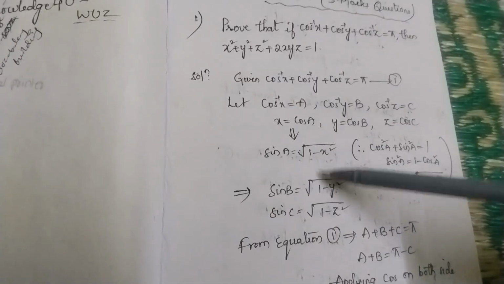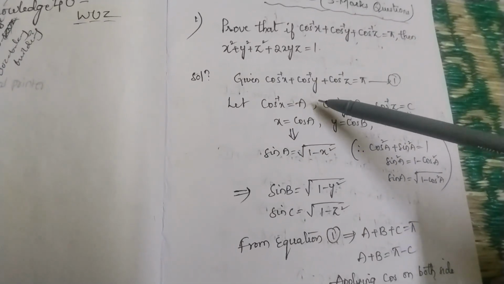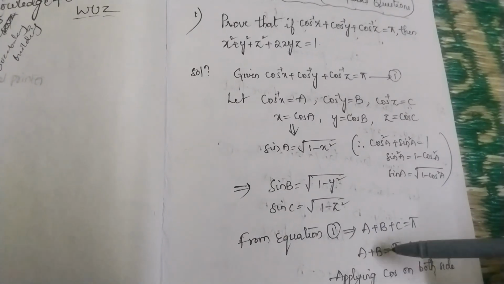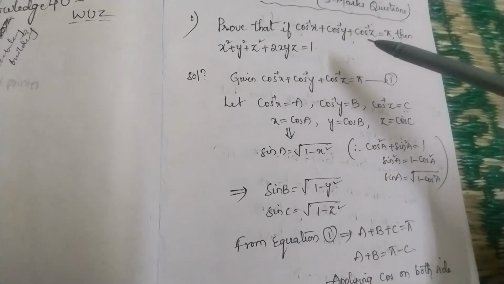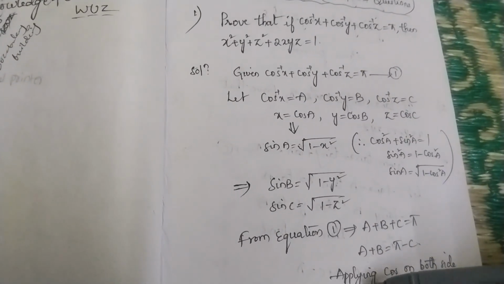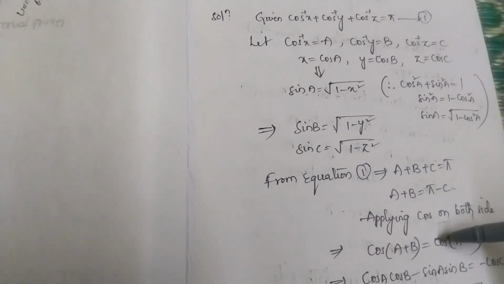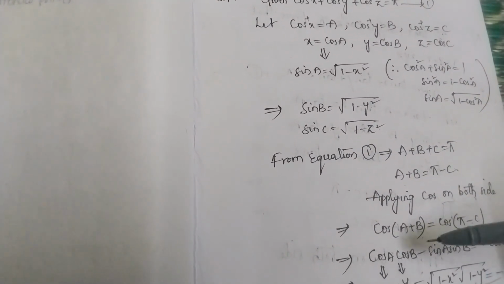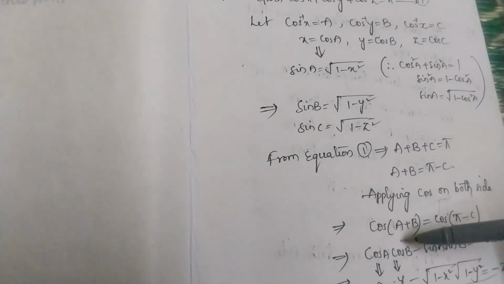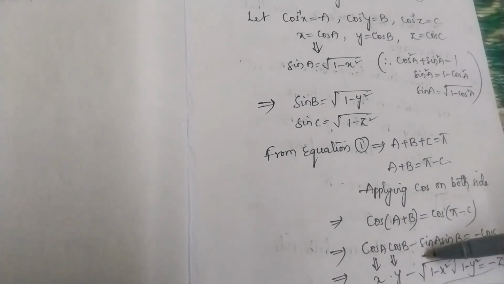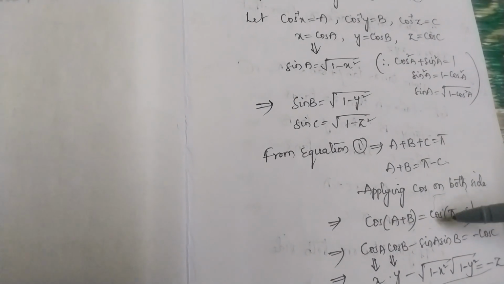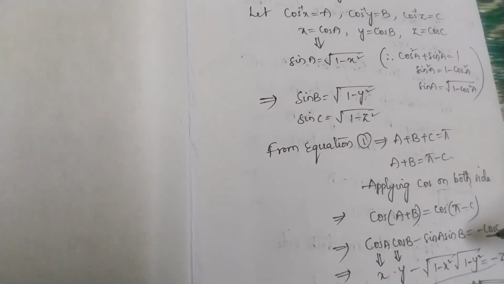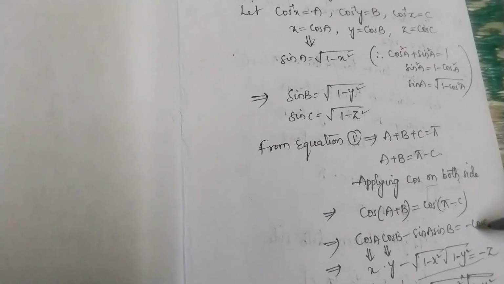So we are substituting all these values in equation 1, that is cos inverse x is a. So a plus b plus c is equal to pi. Then a plus b is equal to pi minus c. Since the question is in the cos terms, we apply cos on both sides. Therefore cos of a plus b is equal to cos of pi minus c. Here we apply the cos of a plus b formula, that is cos a cos b minus sin a sin b. Cos of 180 minus theta comes in the second quadrant. In the second quadrant, the cos function is negative, therefore it is minus cos c.